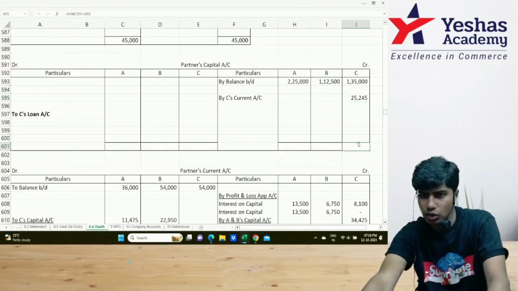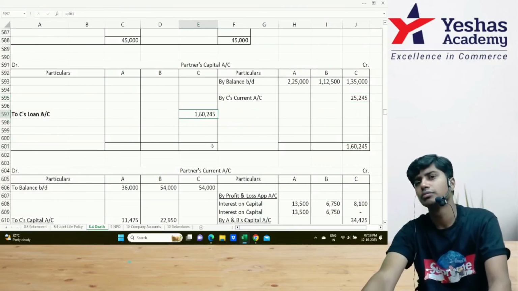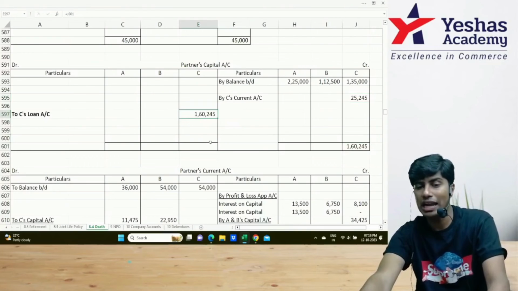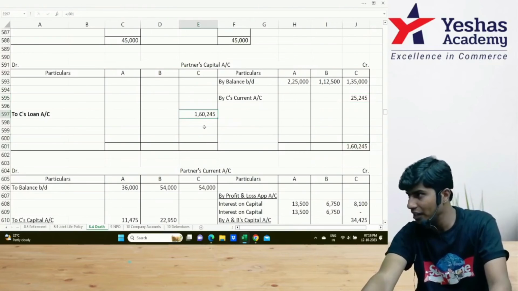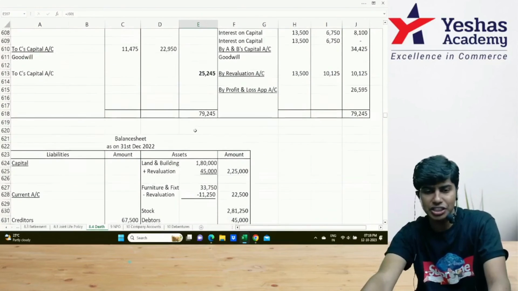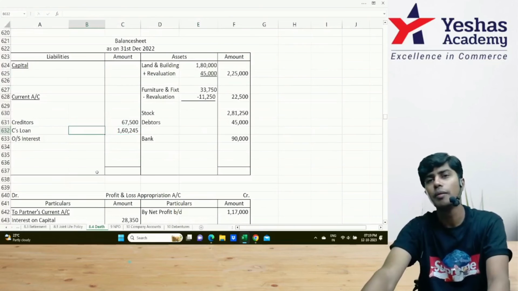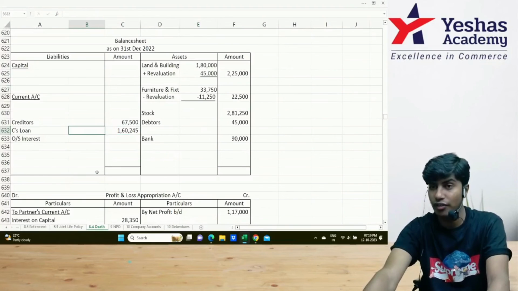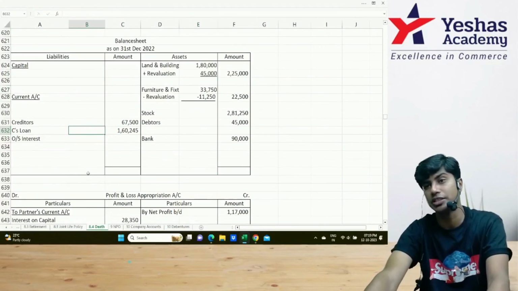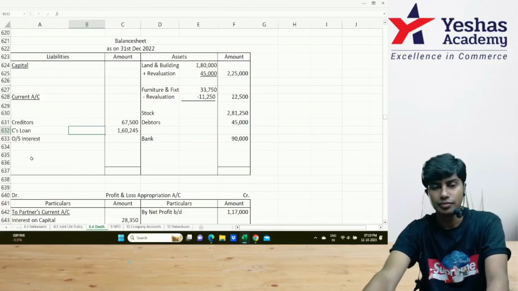I'll write here total 1,60,245. That is the loan of C. How much is C's loan? 1,60,245. Will we pay them right now? No. In the balance sheet on the liability side, I'll write 1,60,245 C's loan. On this 1,60,245, interest at 12% for 6 months. How much does it come to?